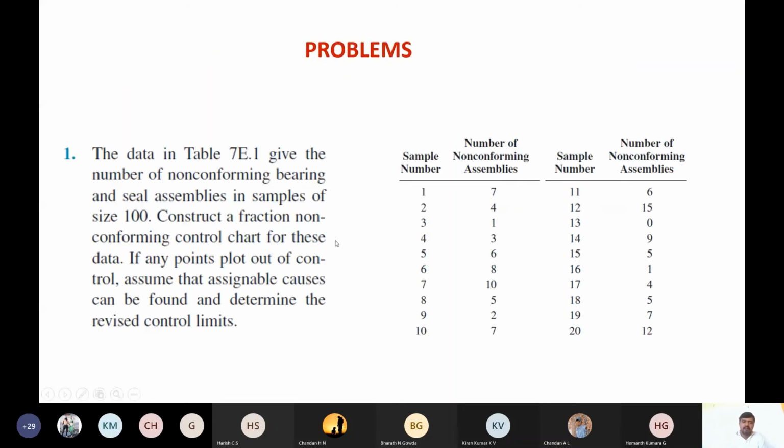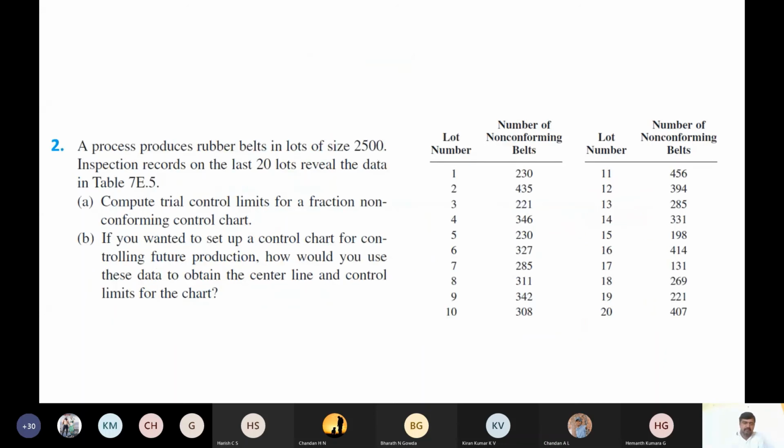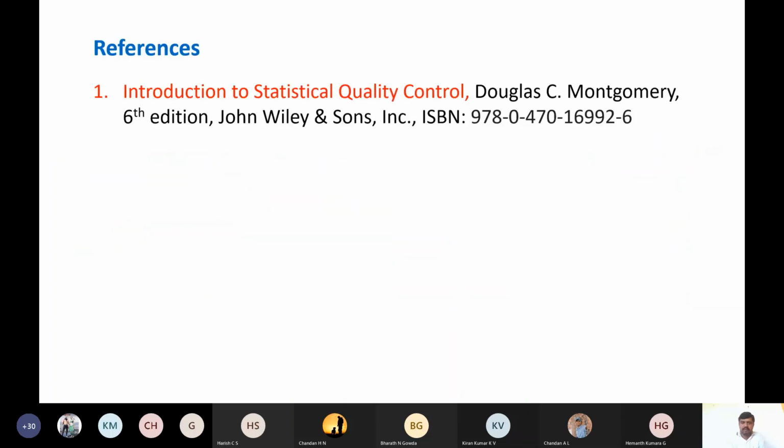Next, there are many problems in the textbook, so you can consider these problems for practicing. After a few days, I will give an assignment also, so there also you should solve a few problems related to this control chart. These are the two more problems which you can consider for your practice. This completes module 3. In the next class, I will start module 4. If you have any questions or any doubt.